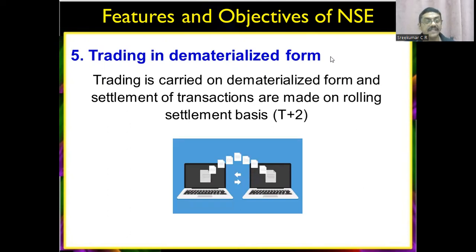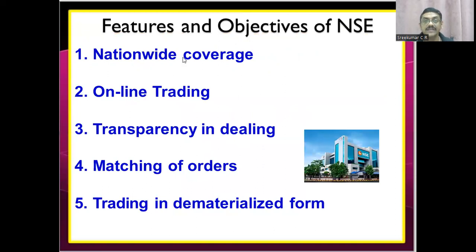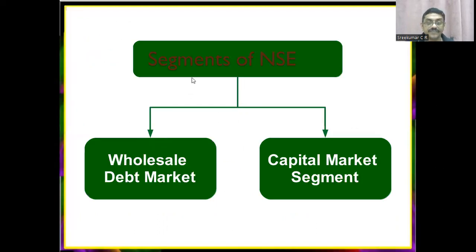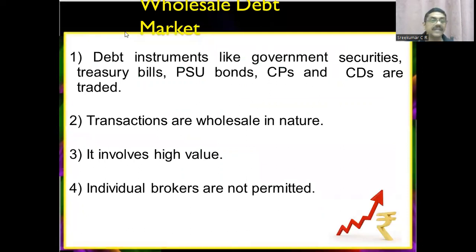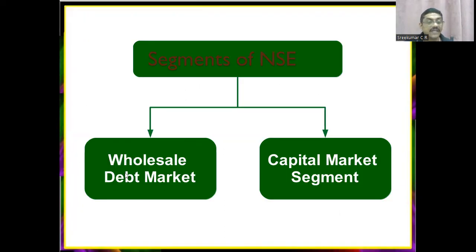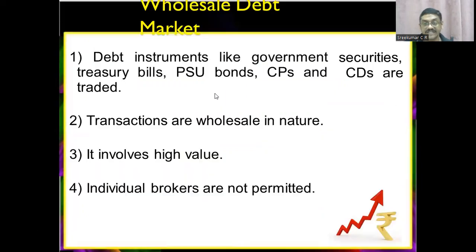Then we already said every trade happens in dematerialized form, and that is on a T+2 basis. That is a rolling settlement basis, children. So these are the features, or we can say some of the objectives, of the National Stock Exchange. We have a wholesale debt market under NSE, and we have a capital market segment also. The wholesale debt market trades in securities like commercial paper, certificate of deposit, treasury bill, public sector undertaking bond, etc. So they mainly focus on debt securities, children, under NSE.